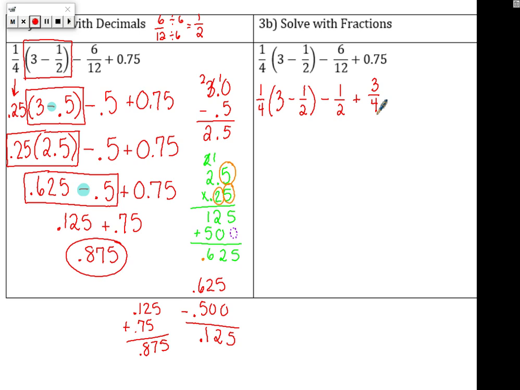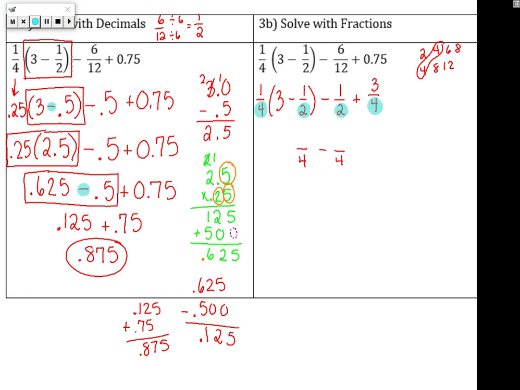Now as I'm looking at this problem, I'm noticing that I don't have common denominators. However, I know if I were to skip count by 2's, 2, 4, 6, 8, and skip count by 4's, 4, 8, 12, the first one they have in common is 4. So if I can turn these ones that have halves into fourths, this will become an easier problem for me. So no problem. I know how to do that.